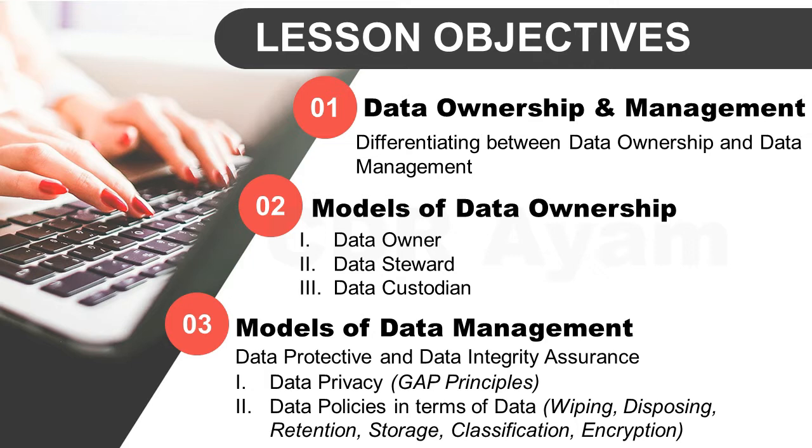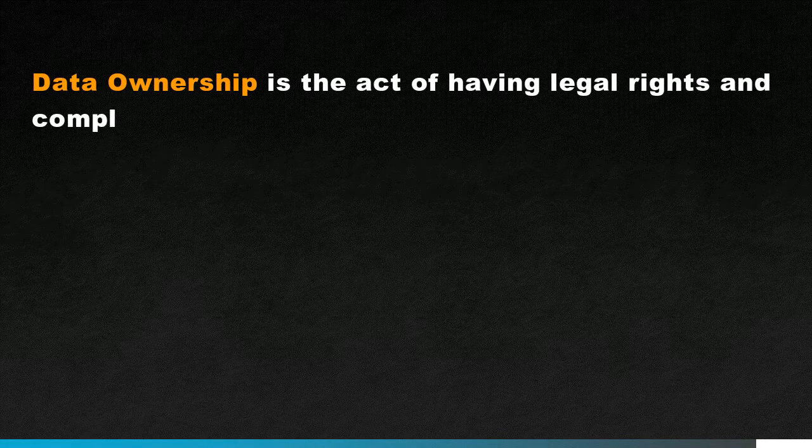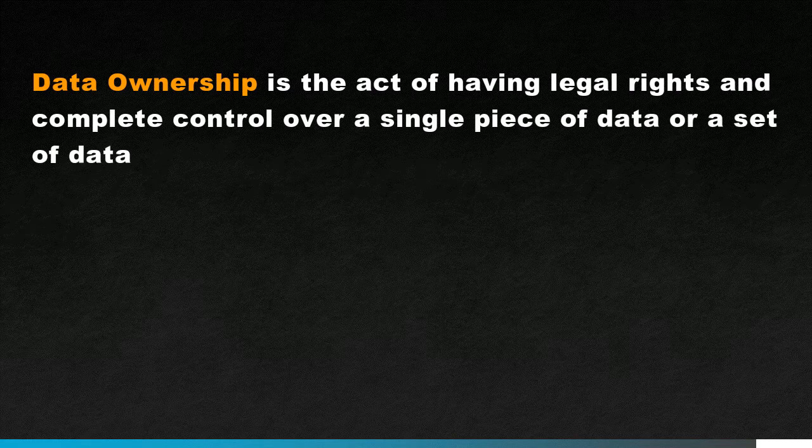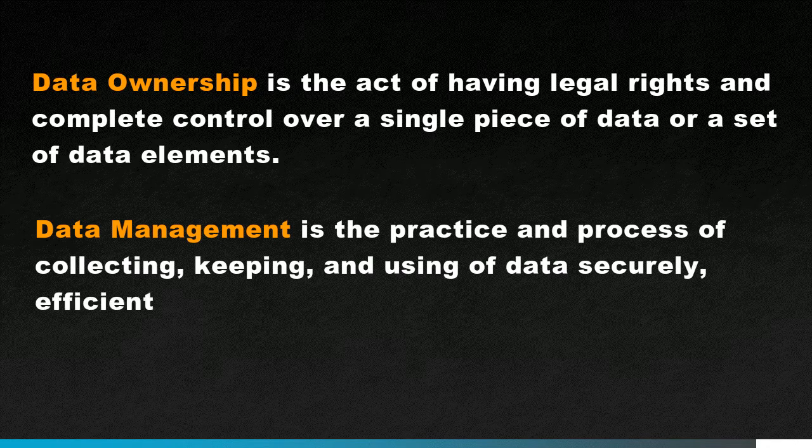With the lesson objectives outlined, let's begin with the first objective, that is differentiating between data ownership and data management through their definitions. Data ownership is defined as the act of having legal right and complete control over a single piece or a set of data elements. In other words, data ownership is the rightful ownership of data assets and their acquisition, use, and distribution by the owner. While data management is the practice of collecting, keeping, and using data securely, efficiently, and cost-effectively.